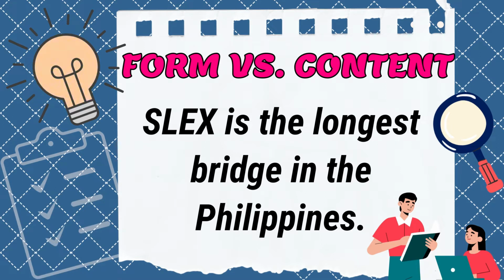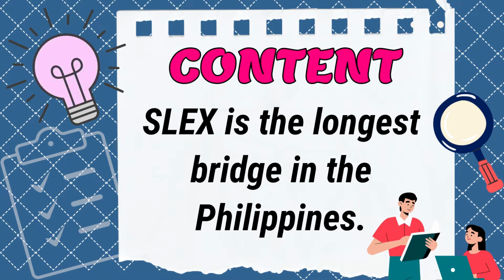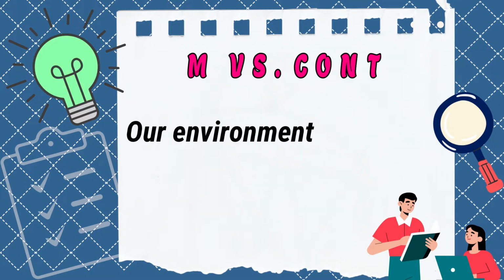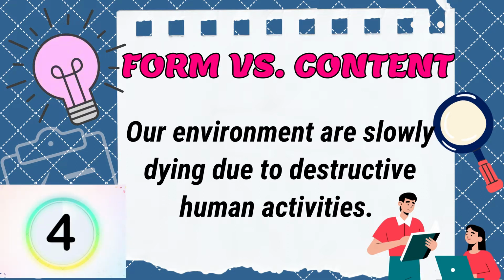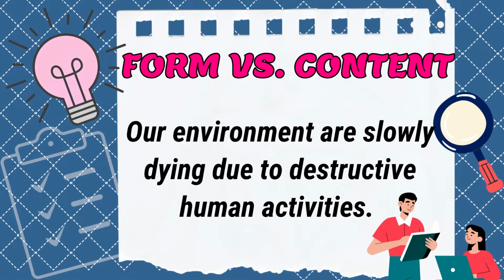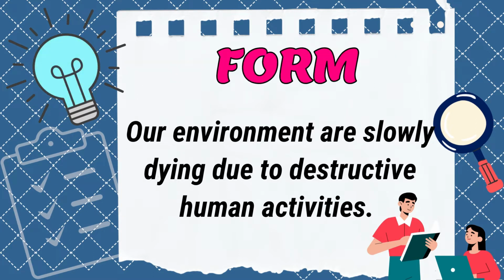That's right! The error is on content. It should be San Juanico Bridge. How about the next item? Our environment are slowly dying due to the destructive human activities. What type of error is shown? Good job! The error is on form, particularly subject-verb agreement.